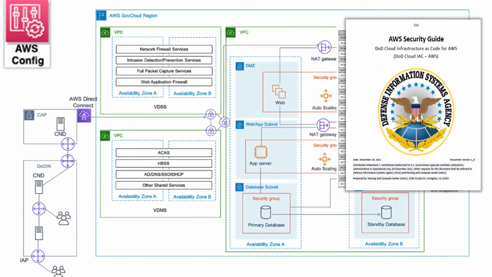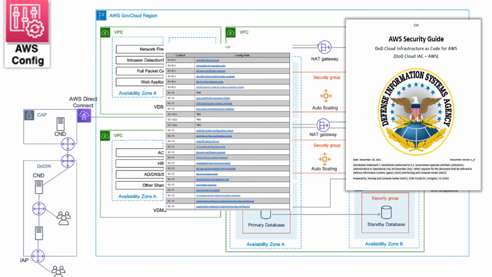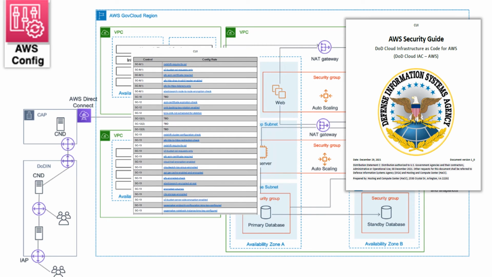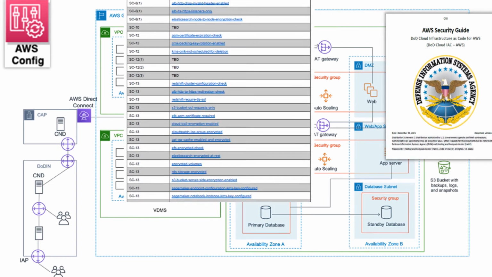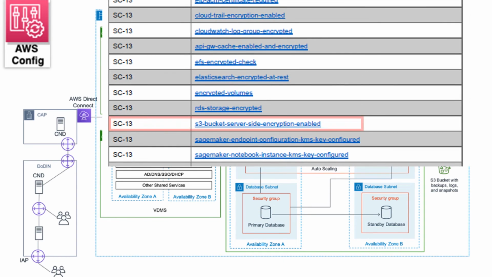If we continue to research the SC13 control, we can navigate through the Defense Information System Agency Security Guide for AWS and look up the requirements for SC13. Researching this topic, we can see numerous control settings that the AWS security ensures we set in order to maintain compliance. We can choose any of these. However, let's look into setting the control on the simple storage service buckets to ensure that encryption is enabled.